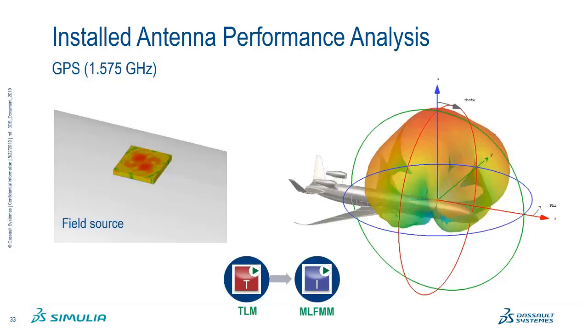Next, we will consider the installed performance of the GPS antenna, which is a 4-element patch array. Again, we use a hybrid solution, combining the transient solver with the integral equation method. The transient solver, again, handles the detail of the antenna. In this case, it drives the 4 ports of the antenna with phase shifts to generate circular polarization, which is required for GPS. Despite the electrical size of the aircraft at 1.575 gigahertz, the full geometry is simulated efficiently.